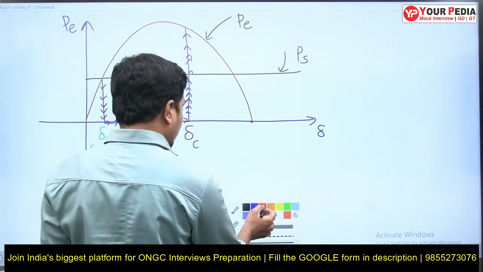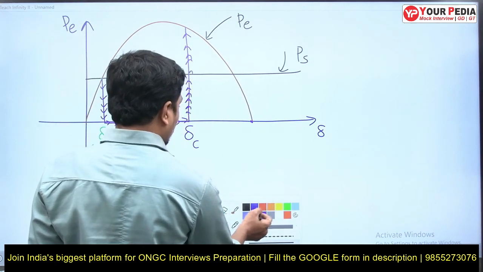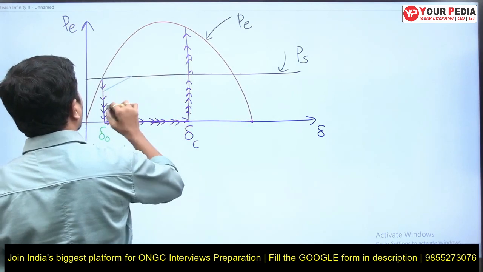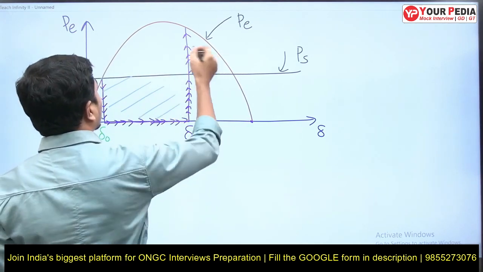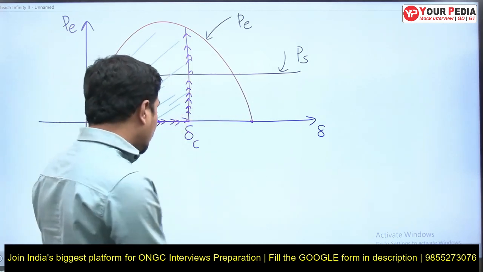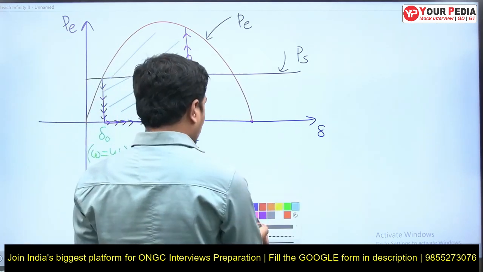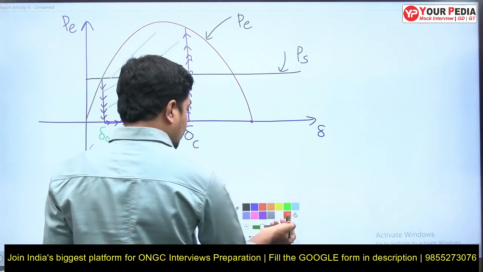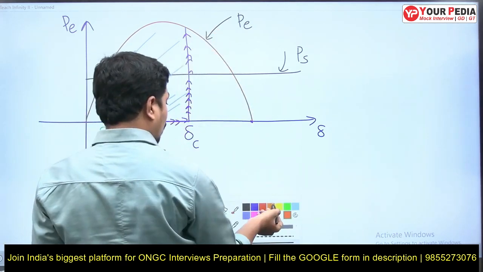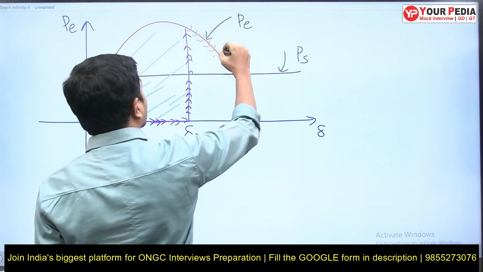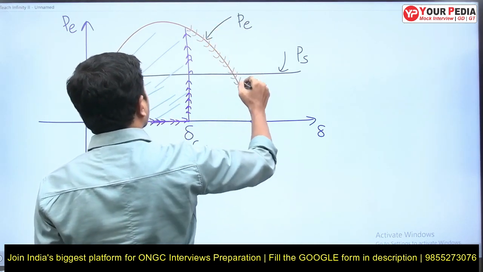This total is the acceleration area, and for that much acceleration area it looks for that much deceleration area. But that much deceleration area is not available. Yes, this is the deceleration area.